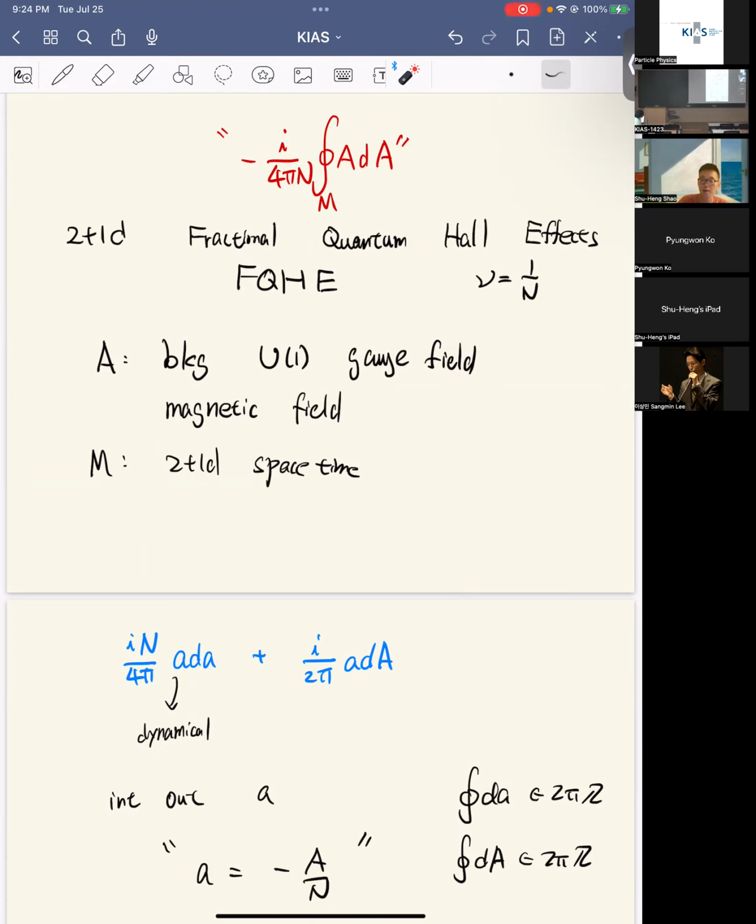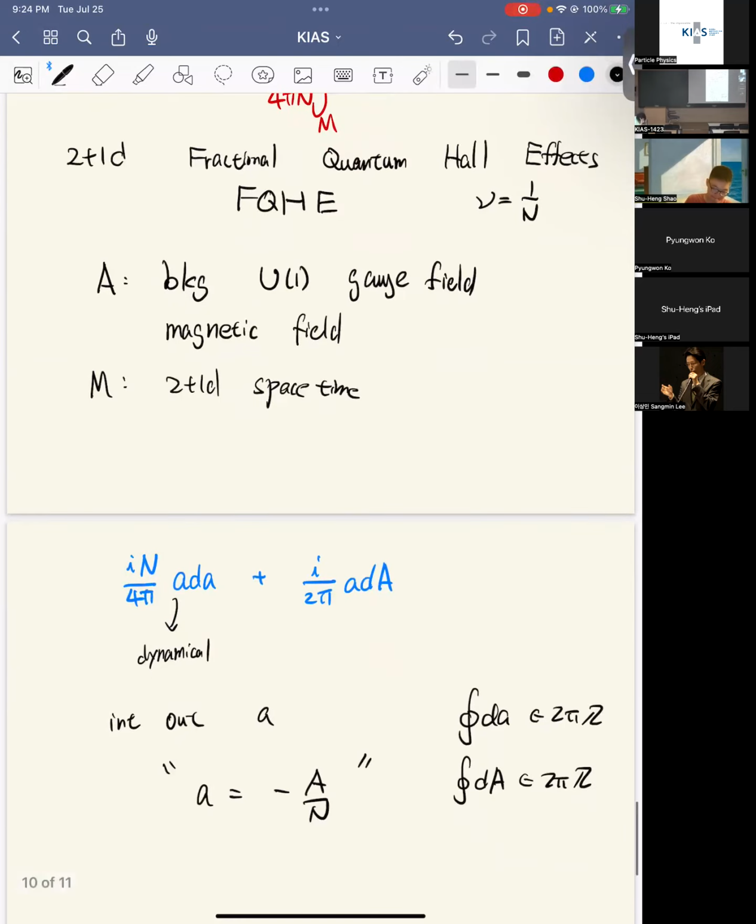At the end of the day, in the context of fractional quantum Hall effects, the blue action is the more precise and gauge invariant expression. Any question at this point?